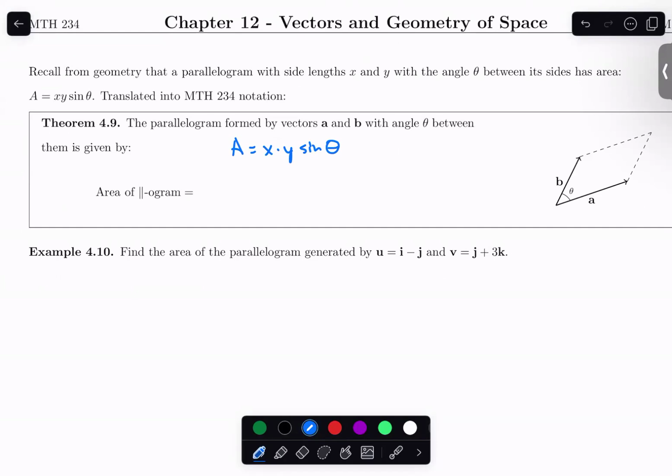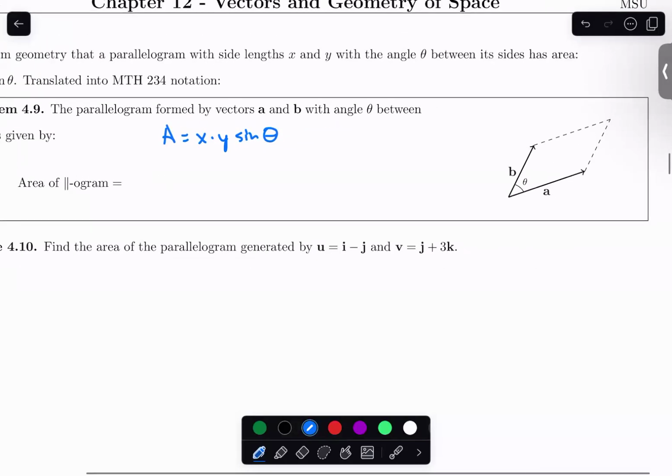Instead, if you wanted to do this with vectors, so now I have vector A, vector B, if I want to find the area generated by this parallelogram between these two, well, the side length of vector A would be the magnitude of A. The side length of vector B would be the magnitude of B. And then you have the sine of the angle between these things. This is the exact formula that we gave in the pre-class video for the magnitude of A cross B.